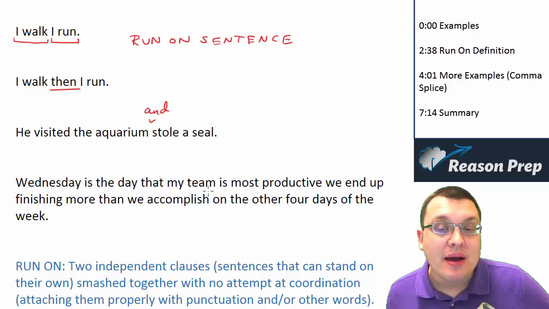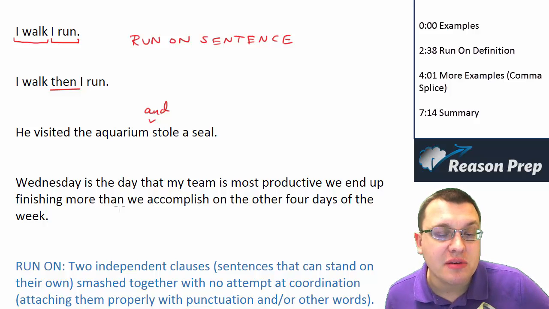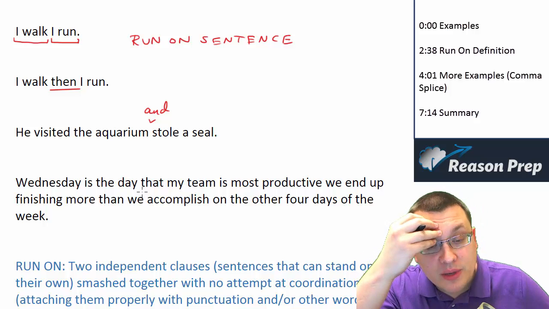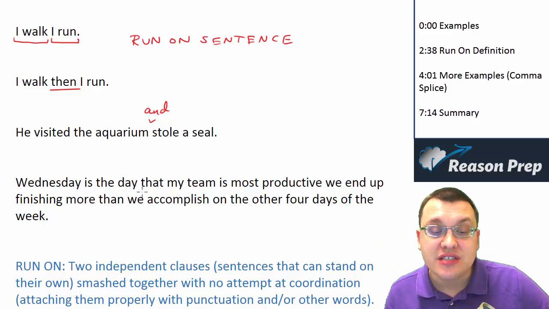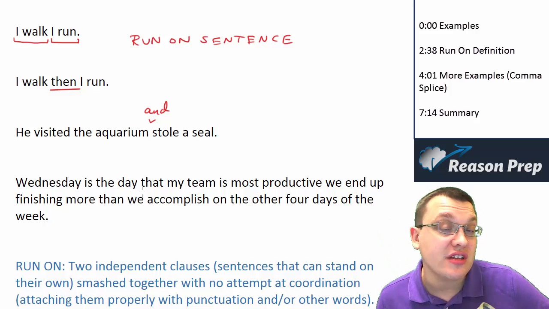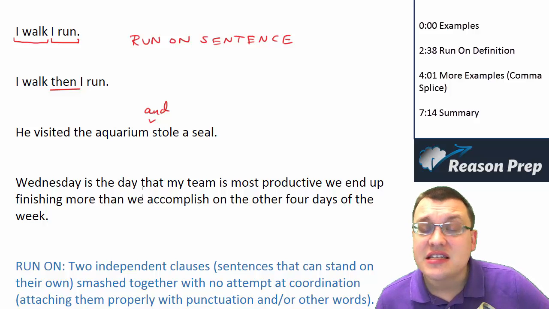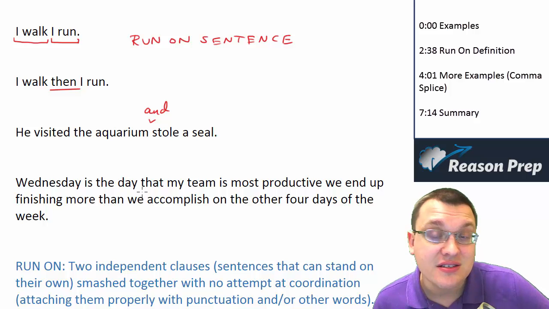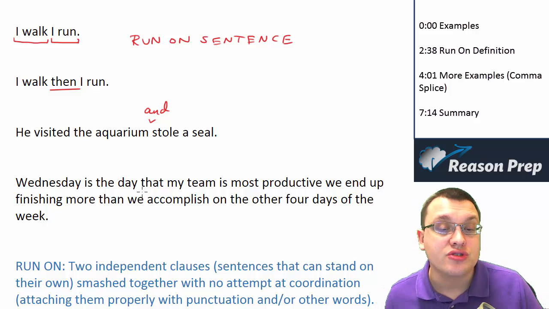Wednesday is the day that my team is most productive. We end up finishing more than we accomplish on the other 4 days of the week. So again, sentence length, as we'll see, doesn't really have anything to do, just like it doesn't have anything to do with fragments. It doesn't have anything to do with whether a sentence is a run-on. Now, it turns out in this case, this is a run-on sentence, but you have to look at the structure.